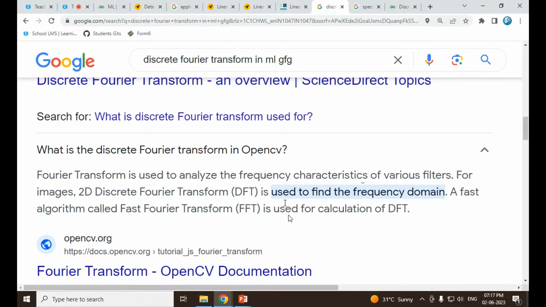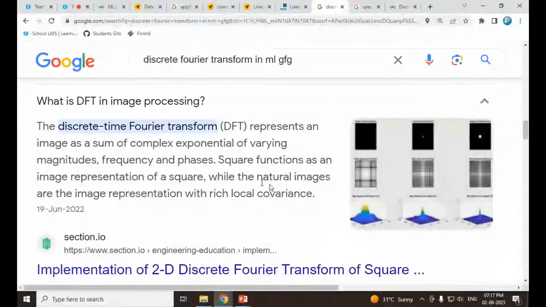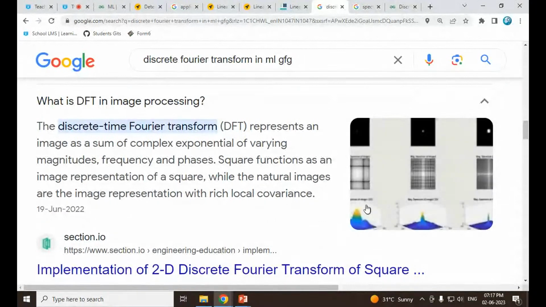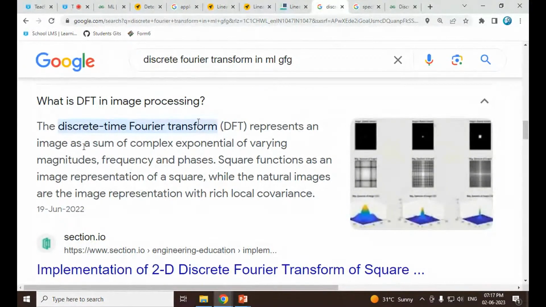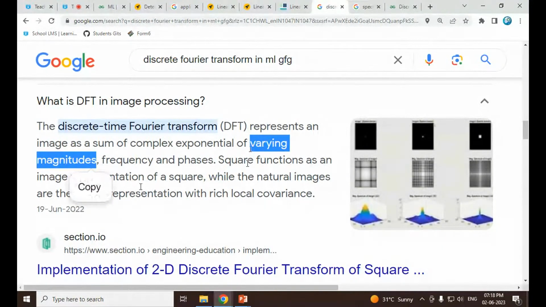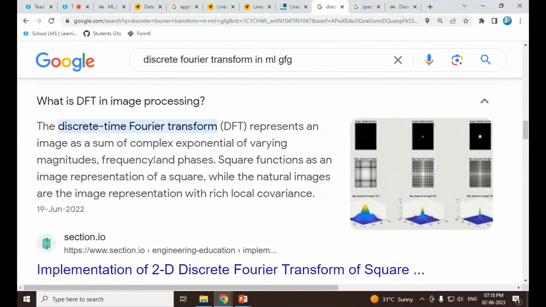What is DFT image processing? Okay, here we can see an example, and we also see a small demo here of the graph. Discrete Fourier transform represents an image as a sum of complex exponentials of varying magnitudes. Do you understand this one? Varying magnitudes, like a variation of the graph happens, and frequencies as well as phases.